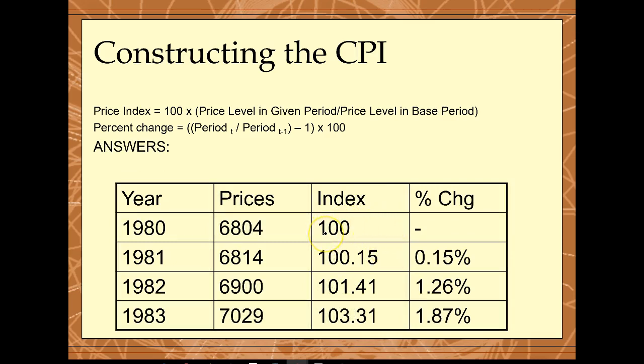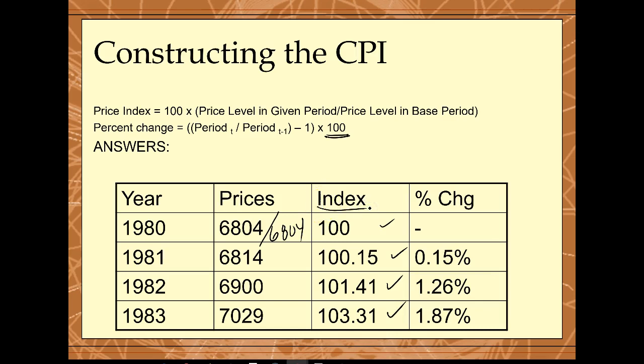Do you see how this is 100? I said it was 1 before. All that we're doing is multiplying that by 100. So 6804 divided by 6804 is 1, but if we multiply it by 100, we get this number. That's all we're doing for visual purposes. So the index value here in 1980 is 100. Here it's 100.15, 101.41, and finally 103.31.